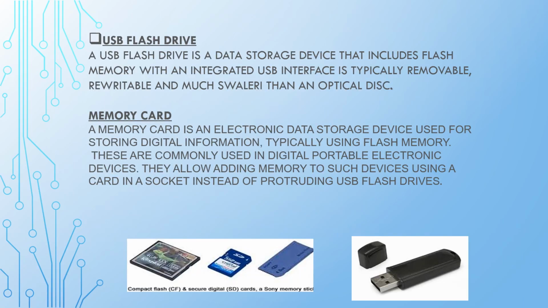Next, USB flash drive. A USB flash drive is a data storage device that includes flash memory with an integrated USB interface, is typically removable, writable, and much smaller than an optical disc. Memory card. A memory card is an electronic data storage device used for storing digital information, typically using flash memory. These are commonly used in digital portable electronic devices. They add memory to such devices using a card in a socket instead of a USB drive.